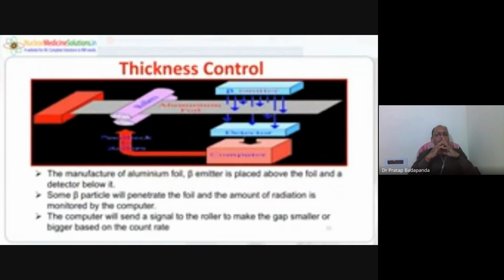If you want to control the thickness, we all know papers are produced, and also aluminum foil. In the manufacture of aluminum foil, we have to maintain the thickness of the foil which is being produced. How can it be done? A beta emitter is placed, beta radiation is coming out, a detector is there, and finally we have a computer. This computer tells, through a system, if there is any change in the thickness, and finally it feeds to the roller, and the roller then maintains the thickness.